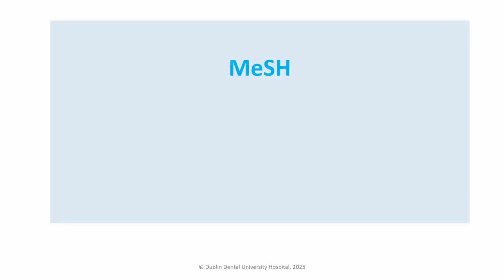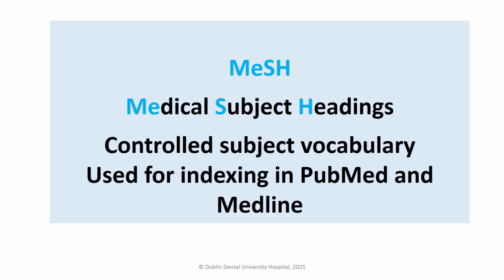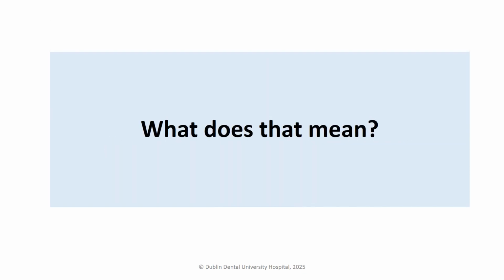MeSH stands for Medical Subject Headings. It is a controlled subject vocabulary that is used to index literature in medical databases such as Medline and PubMed. It can be used for searching and finding medical literature. MeSH terms are similar to standard vocabulary that use a single term for one idea.